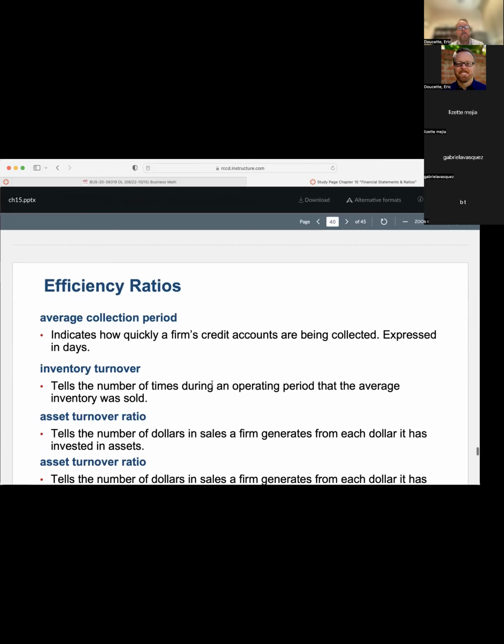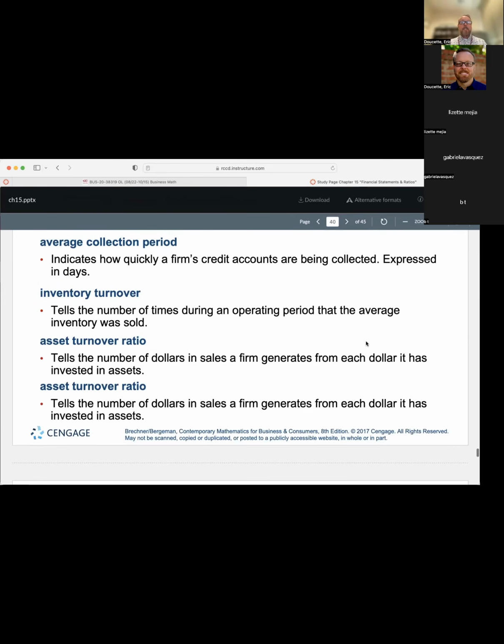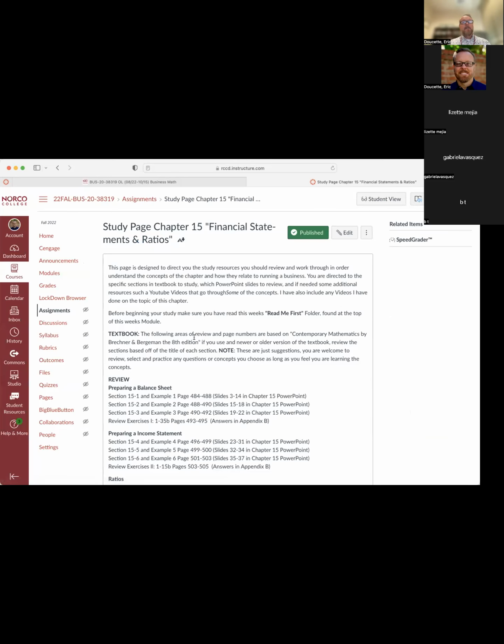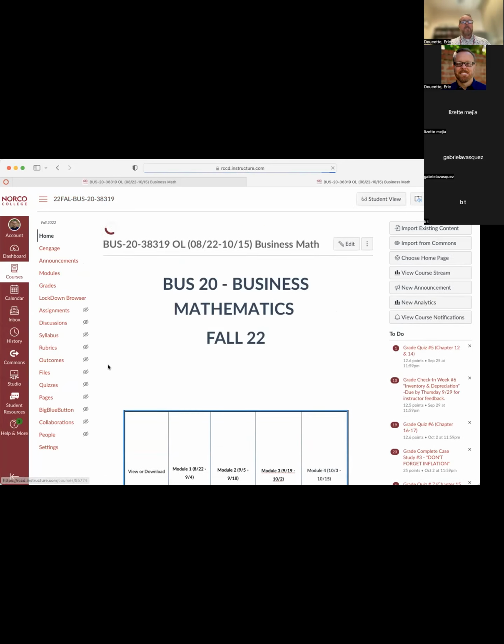Then you get into efficiency ratios. How quickly am I turning over my inventory? How quickly my credit accounts are being collected. In other words, how well am I doing in getting my accounts receivable? Asset turnover ratio tells the number of dollars in sales a firm generates from each dollar it has invested in assets. So all of these are just used to show the health of your business. And they're all really, really simple formulas for you to use. And I'm going to go to the book on this, because I think the book just gives you a great list of all of these ratios.